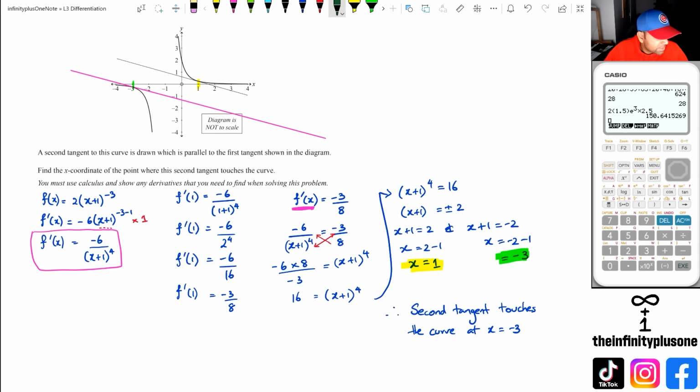Now grades wise, correct derivative for dy dx and correct gradient of negative 3 over 8 found. Wow, so you've got to do both of these. Man, these guys are getting tough at the moment. You've got to do both of those to get achieved. And for merit, you've got to find the correct value of x for the correct tangent. So this part here ends up being a merit.